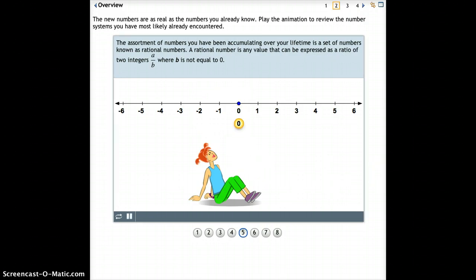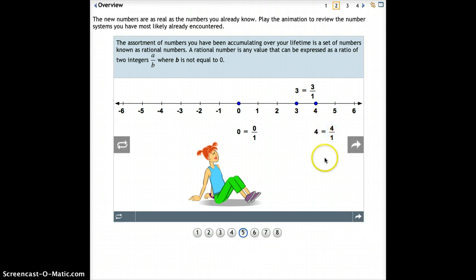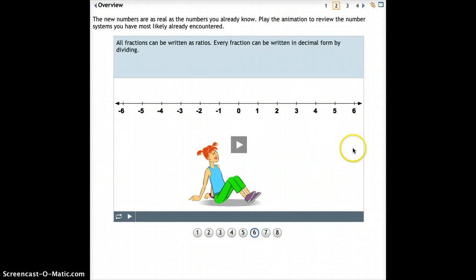The assortment of numbers you have been accumulating over your lifetime is a set of numbers known as rational numbers. A rational number is any value that can be expressed as a ratio of two integers, a over b, where b is not equal to 0. All fractions can be written as ratios. Every fraction can be written in decimal form by dividing.